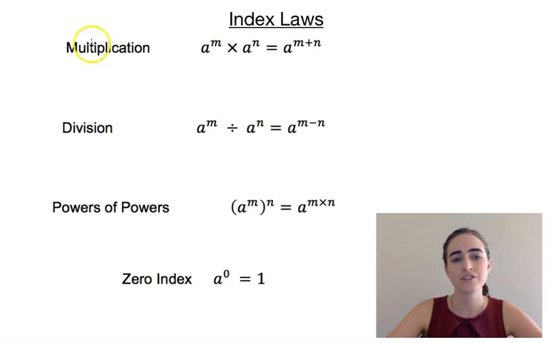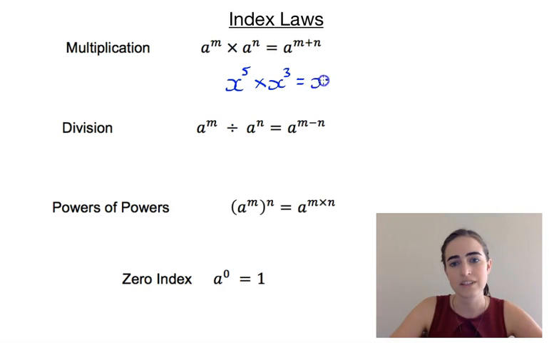So our first index law is all about multiplication. If we've got two terms that have the same base and they're multiplied together, then we're going to add the indices. So for example, if we had x to the 5 times x to the 3, so they both have that same base of x, because they're multiplied together, we're going to add those indices. So it's going to stay as an x, but it's going to be 5 plus 3. It's going to be to the power of 8.